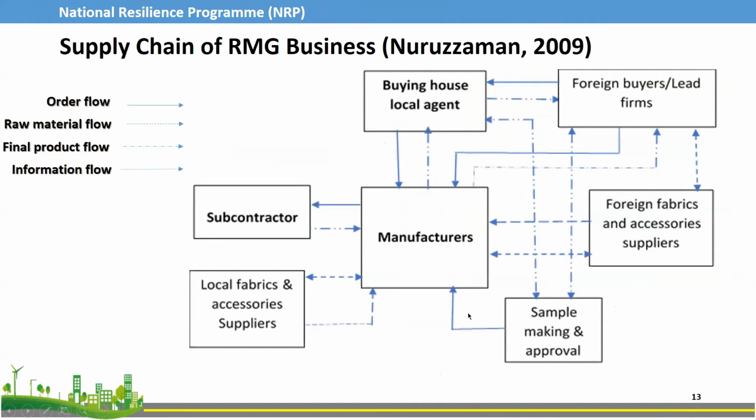Then we identified the supply chain. From this diagram you can see the order flow, raw material flow, final product flow, and information flow all listed here. All the different components are here: the buying house, manufacturer, and subcontractors. So this is the way the supply chain flows. We now have the supply chain information, the network information, and the location of the RMG factories.